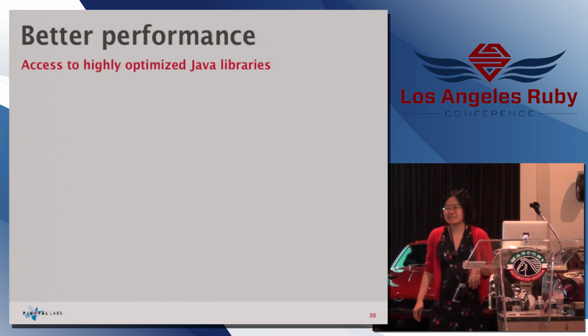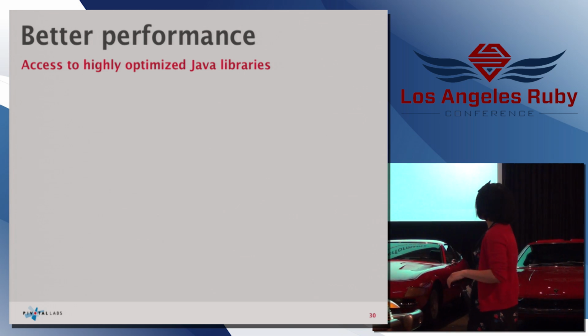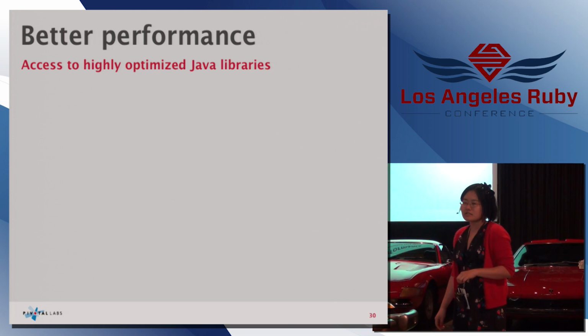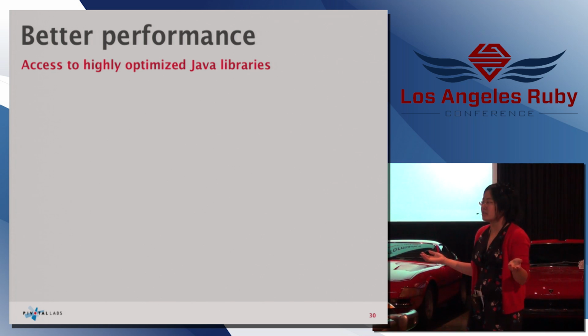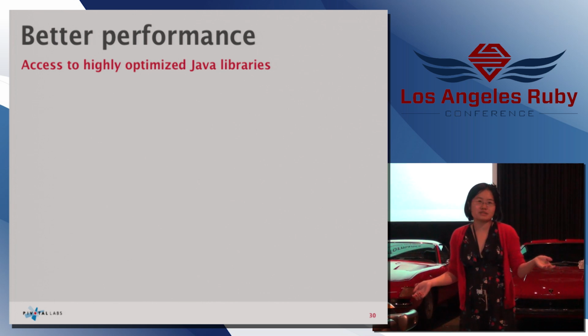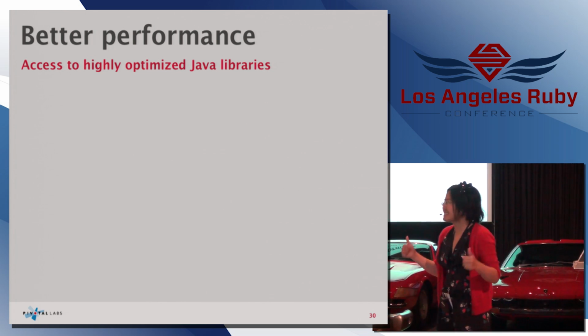Alright, so another reason for better performance is that you have access to highly optimized Java libraries. What I mean by that is that, for instance, if you want to parse XML using JRuby, it's really fast because you can use the Java library for XML parsing. Yeah, Java is really good at XML parsing.